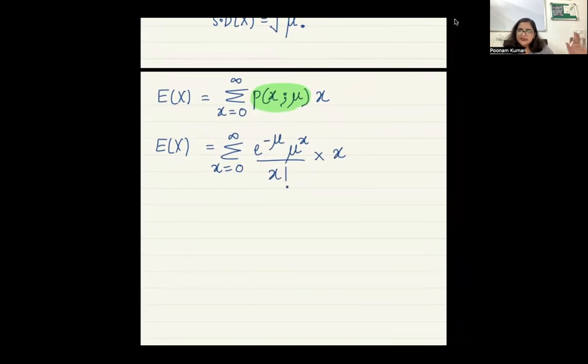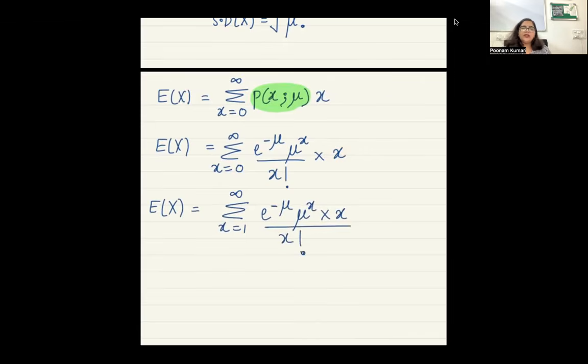Let's try to open it up and see the pattern. Look, what does this expected value of x become? If you start with x value 0, the first term is going to be 0, right? What will the second term be? 1. So if my first term is 0, can I write this as summation x going from 1 to infinity of e power minus mu, mu raised to the power x, times x, divided by x factorial? Can I do that?